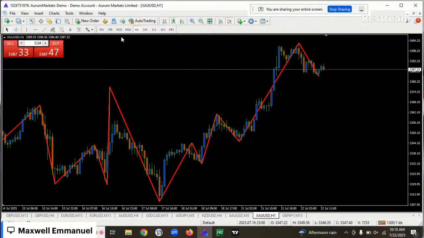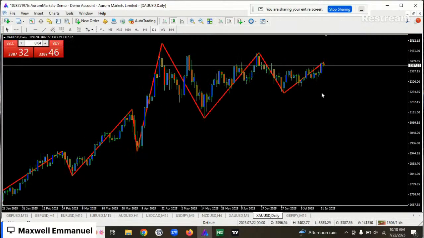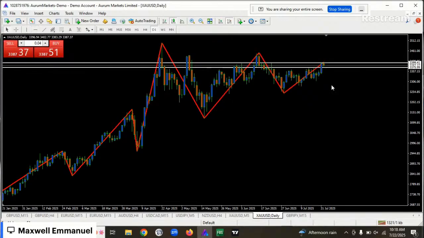So gold. The bias for gold today is bearish. Let's start with the daily time frame. Yesterday's candle closed strongly bullish, sweeping all the liquidity residing at these previous highs. I think this morning it has also swept the liquidity residing at this previous high. Yeah, it has swept it. So let's go down to 4-hour.